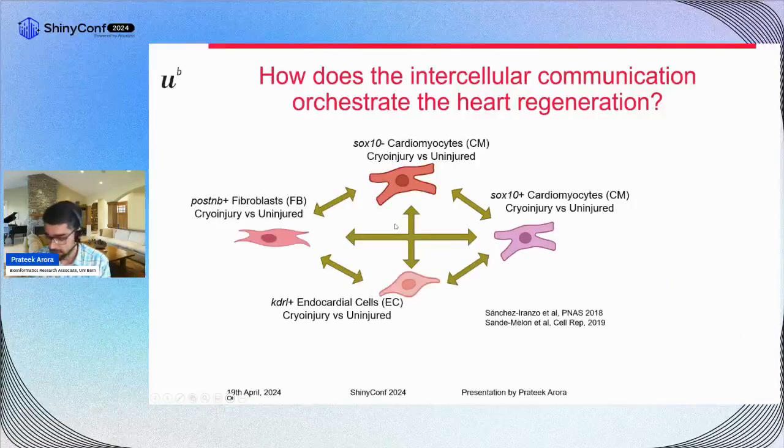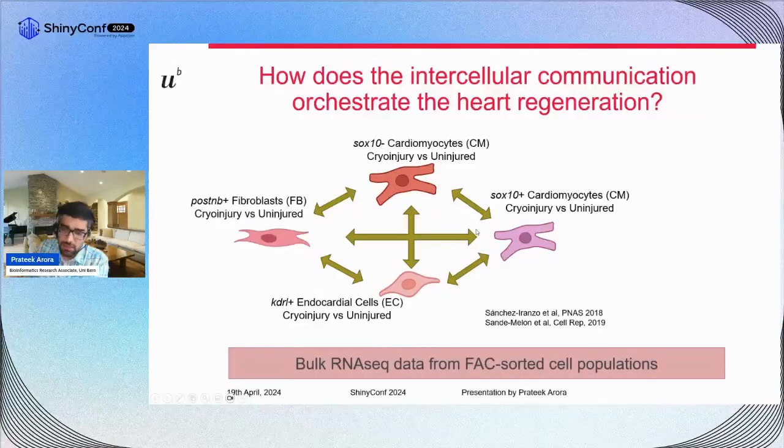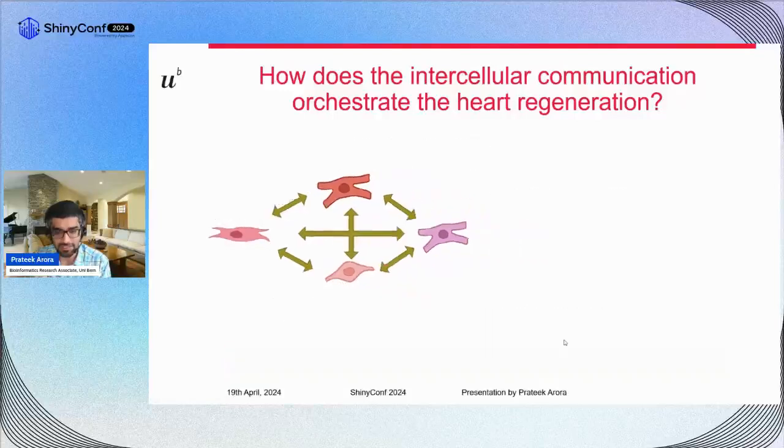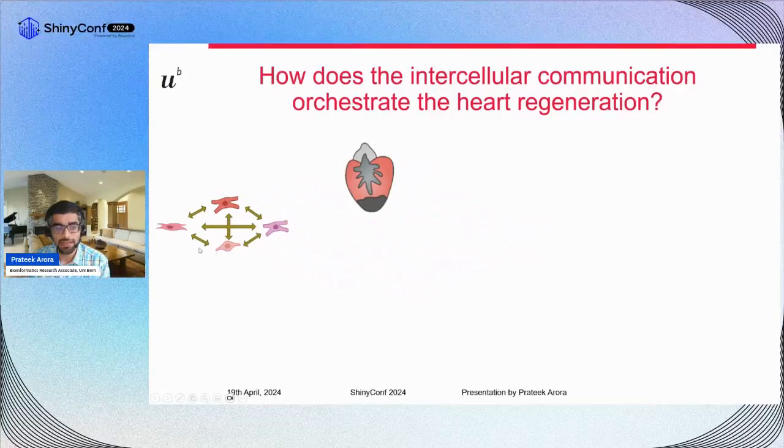So for this, we have to come back to the figure that we already saw, that we are trying to understand the intercellular communication. The data behind this app is actually bulk RNA-seq from FACS-sorted populations. What are these too many words over here? So what is bulk RNA-seq?